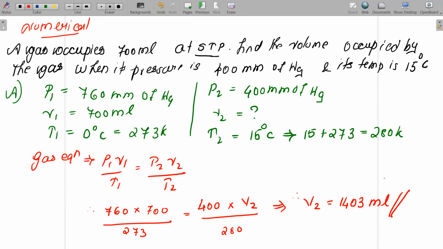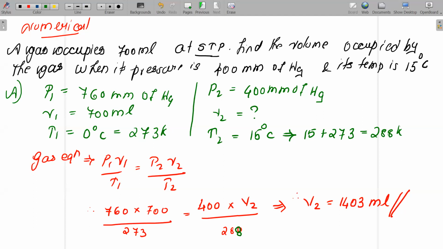Understood? So this is the method we should introduce to use the gas equation. By using the gas equation, we can find pressure or volume or temperature. Either they will ask pressure, or they will ask volume, or they will ask temperature. But all the remaining values they will give. Only that particular value you should find. I hope, children, you guys understood.